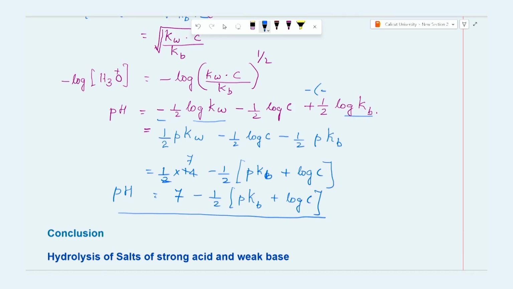When we have a salt in which the base is weak, and when base is weak we have to consider the acid to be strong, not both are weak. Okay. In that condition pH is equal to 7 minus half into pKb plus log C. Now, let us conclude.